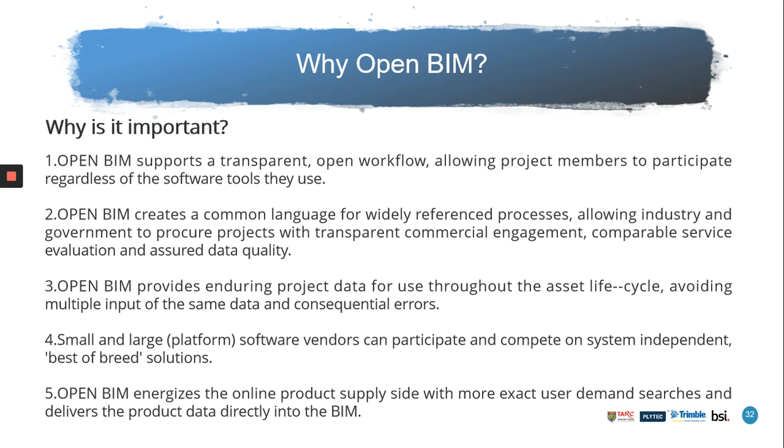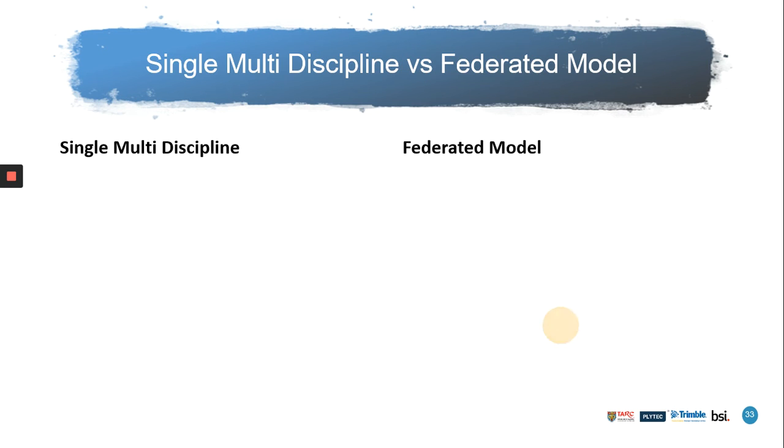Okay, the last is that Open BIM energizes the online product supply side with more exact user demand search and delivers the product data directly into the BIM. This means that if you want to search anything on the model, you can easily search it, because as technology gets more and more advanced, everything is getting easier and clearer with a click of a button.